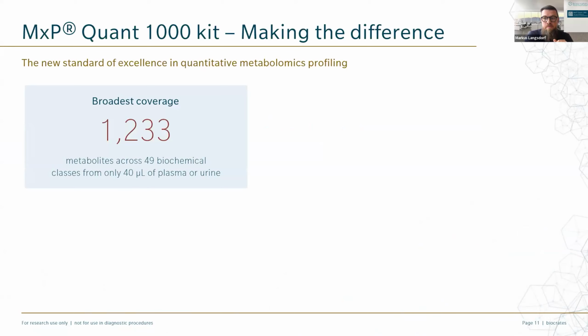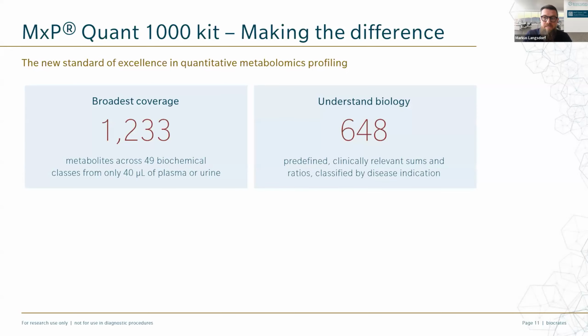With 1,233 metabolites across 49 classes, we have significantly expanded our metabolite portfolio with small molecules. The kit has been validated with human plasma and urine and requires a sample volume of only 40 microliters. But we go beyond just measuring metabolites. On top of the actual metabolite panel, you get 648 predefined metabolite sums and ratios with biological or clinical relevance based on published scientific research. What facilitates comparisons across different groups or patient cohorts and improves biological interpretation.